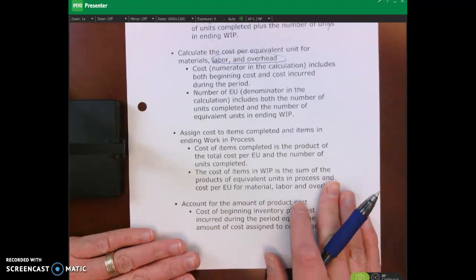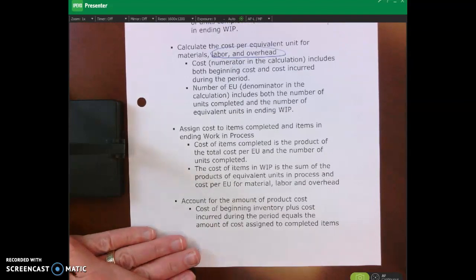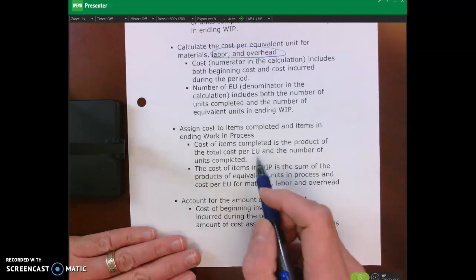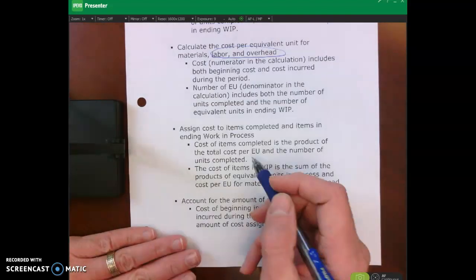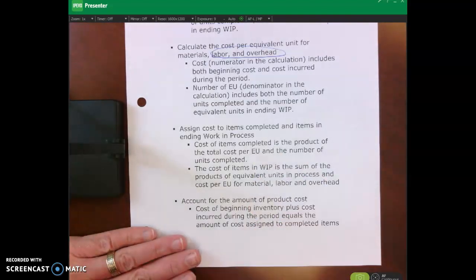The next thing that we do, after we have calculated our cost per unit, is we multiply our cost per unit times the number of units completed, and then that gives us the cost of goods manufactured.